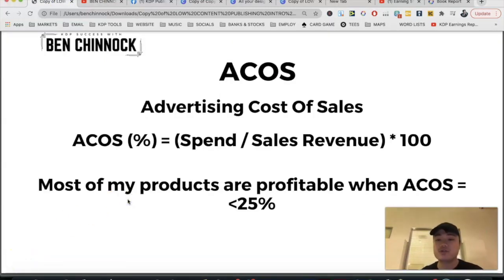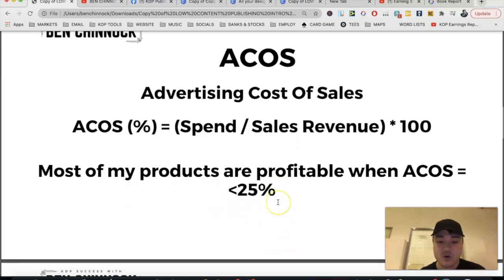So ACOS was the traditional one that's used in Amazon advertising. Now you can switch it between this one and ROAS. ACOS is advertising cost of sales. That's what it stands for, and it is also an equation. So ACOS is a percentage, and the way you work it out is the amount of ad spend that you have divided by the sales revenue that it brings in, times 100, and that times 100 there is just to get it into a percentage. So for me, when I advertise, most of my products are profitable when my ACOS is below 25%. Because I've been working with ACOS for a while, I do know this figure quite well.